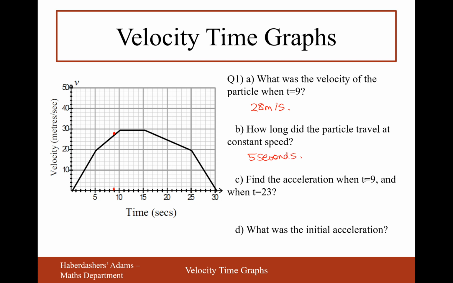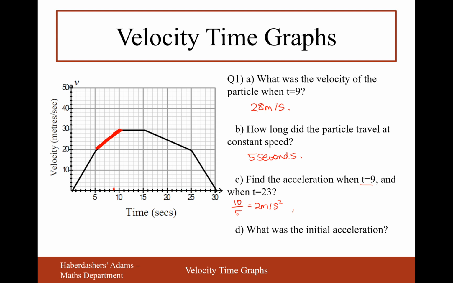Find the acceleration when t equals 9 and when t equals 23. Well, let's do the first part. Let's do 9 seconds. So that's during this section of the graph from here to here. So we'll work out the gradient of the graph during this section here. The gradient is going to be a calculation of difference in velocity, which is 10, divided by the time taken, which is 5. So that's going to be 2 meters per second squared.